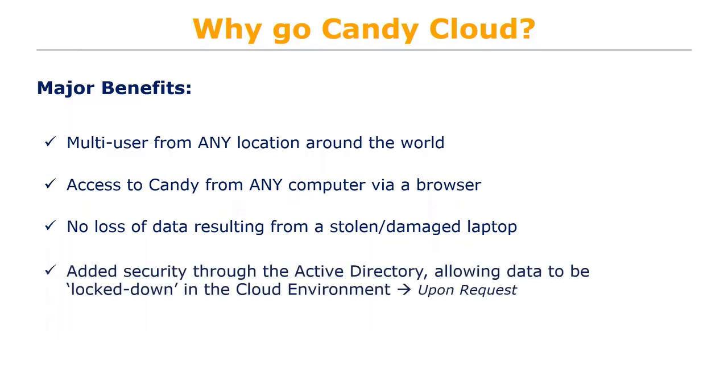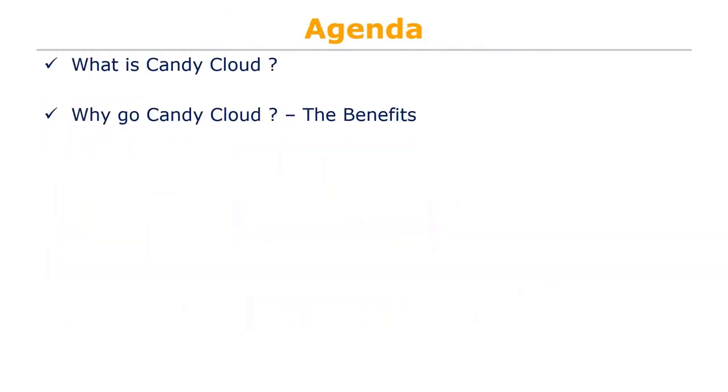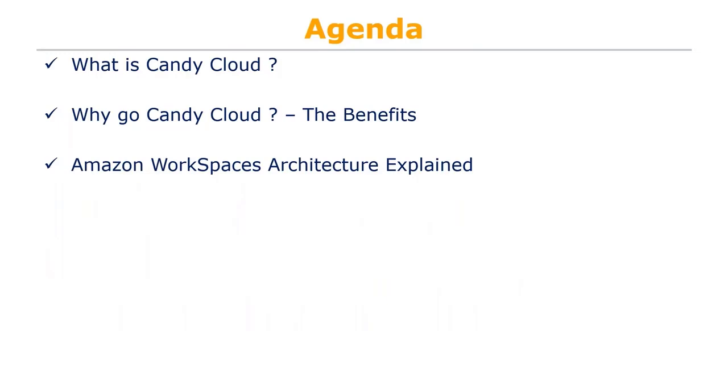Through the Active Directory, additional security measures may be implemented as it allows for data to be locked down in the cloud environment, thus ensuring company masters and its IP remains within the company where it belongs. It should be noted, however, that this functionality is upon request only and may be subject to additional costs. Next up is a look at the Amazon Workspaces architecture.